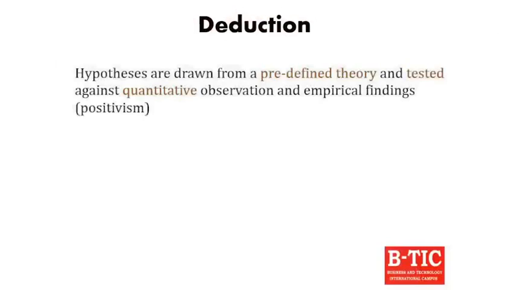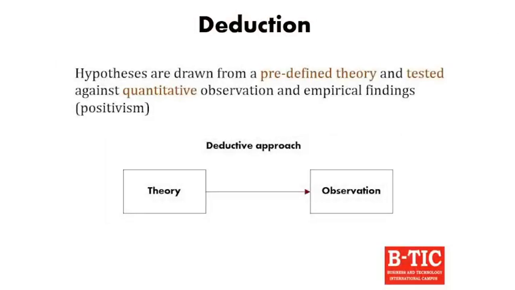The second layer of the research onion is the approach, the research approach. There are two approaches, the deductive approach and the inductive approach. Deduction and induction. What is deduction? Deduction is where you start from a predefined theory, an existing theory, what is already known, and you take some observation on that and you test that theory to accept it or reject it.